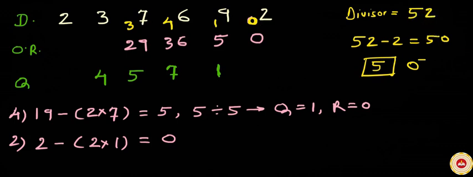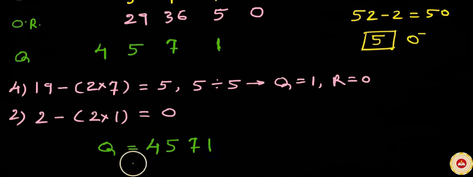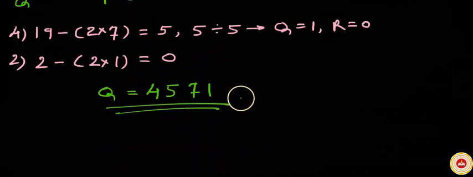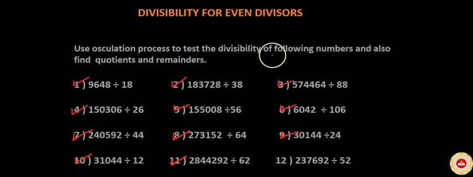So friends, let us now find quotient. Quotient is 4571. Write 4571 as it is. Okay, so this is how divisibility is checked for even divisors, friends. Very beautiful method and very much useful method.